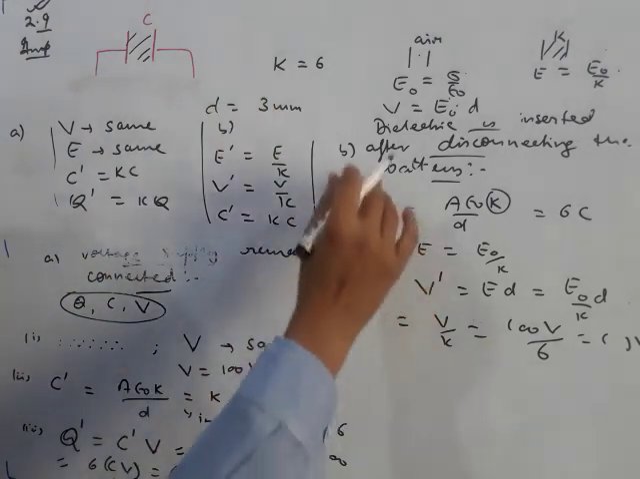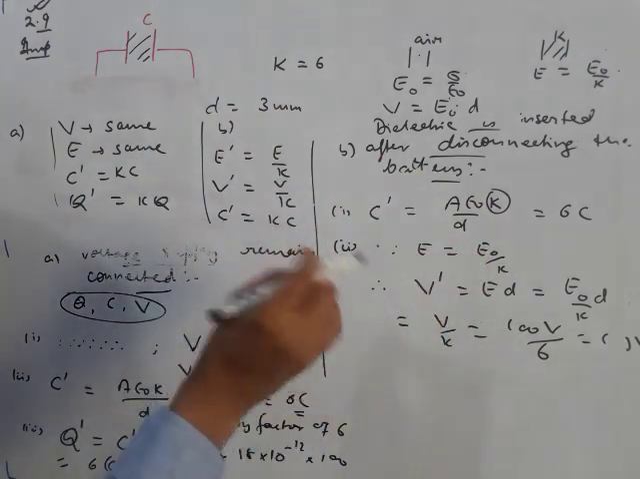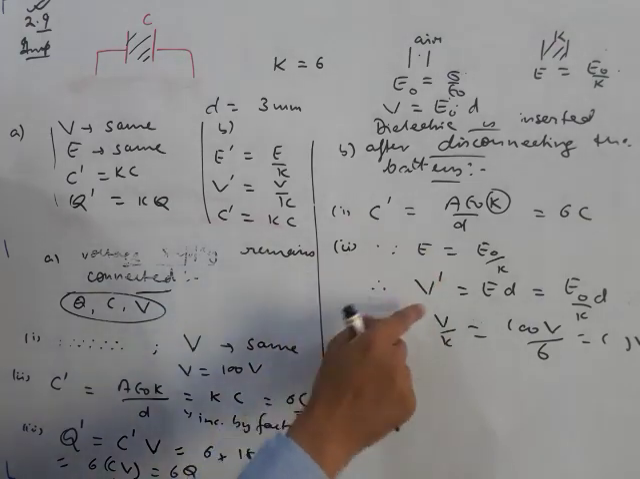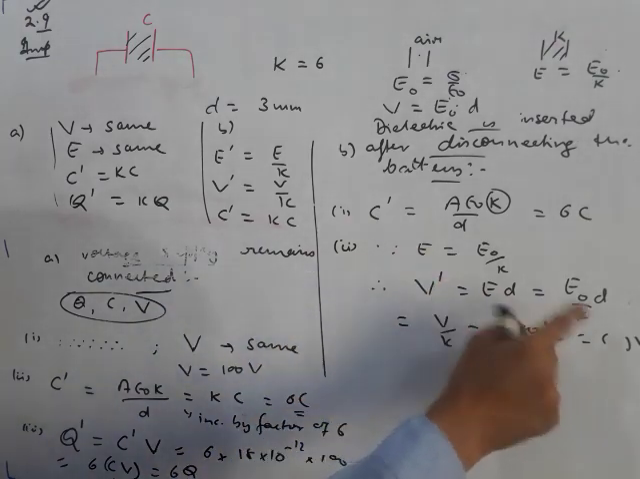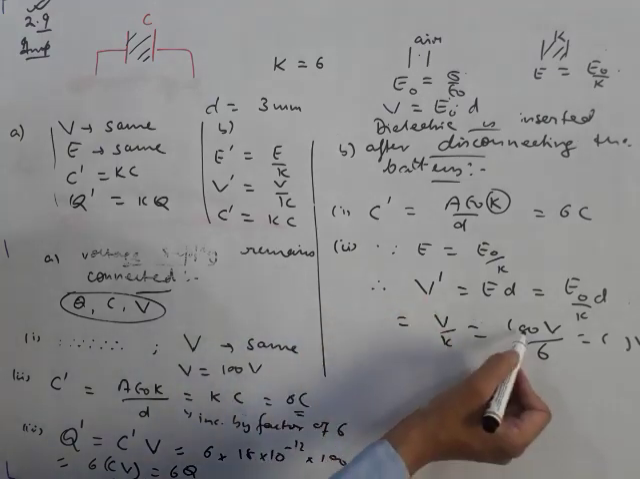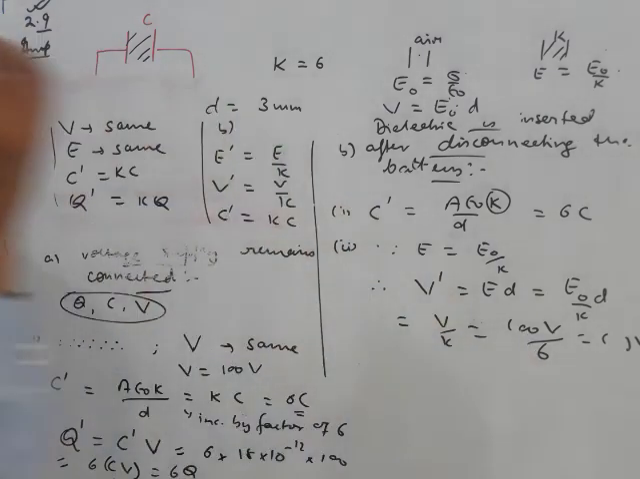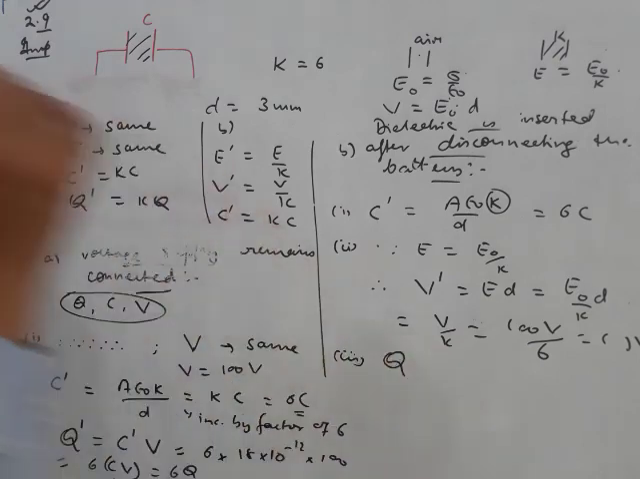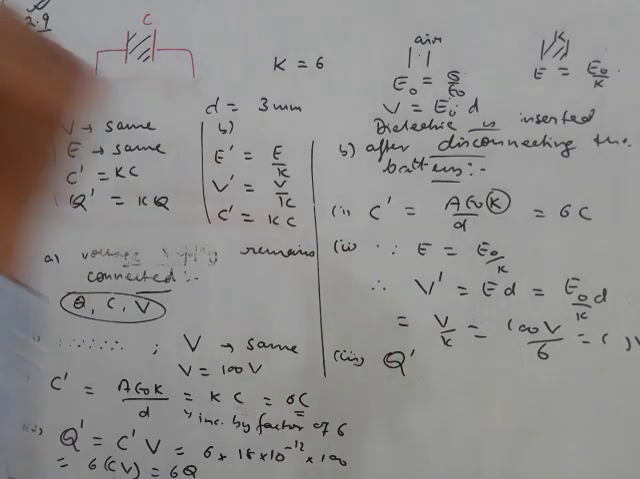Since the battery has been disconnected, now it has no role in controlling the potential difference. Potential difference will depend upon electric field. Since electric field decreases by a factor of k, potential difference will also decrease by a factor of k. So it becomes 100 by k, that is 100 by 6 volts. And number 3, charge on the capacitor. Suppose the new charge is Q dash.